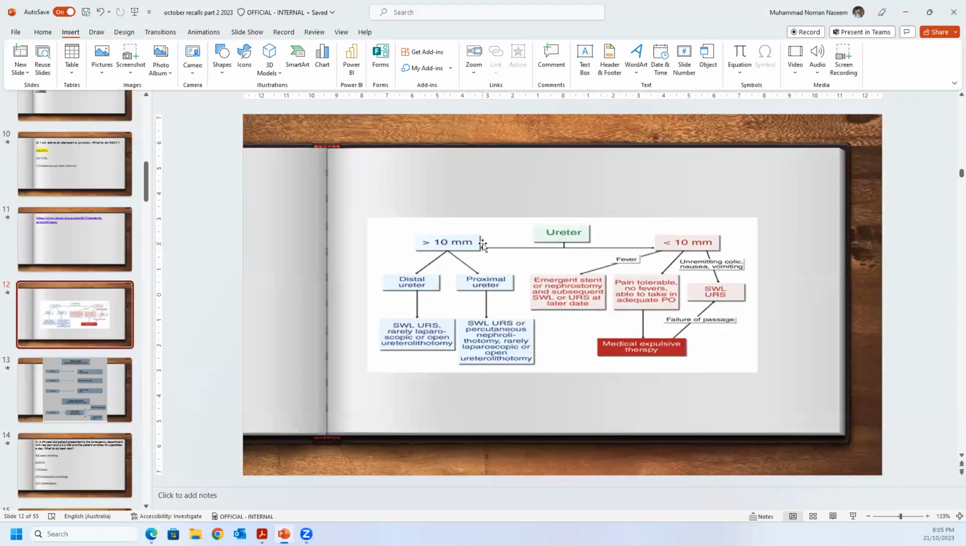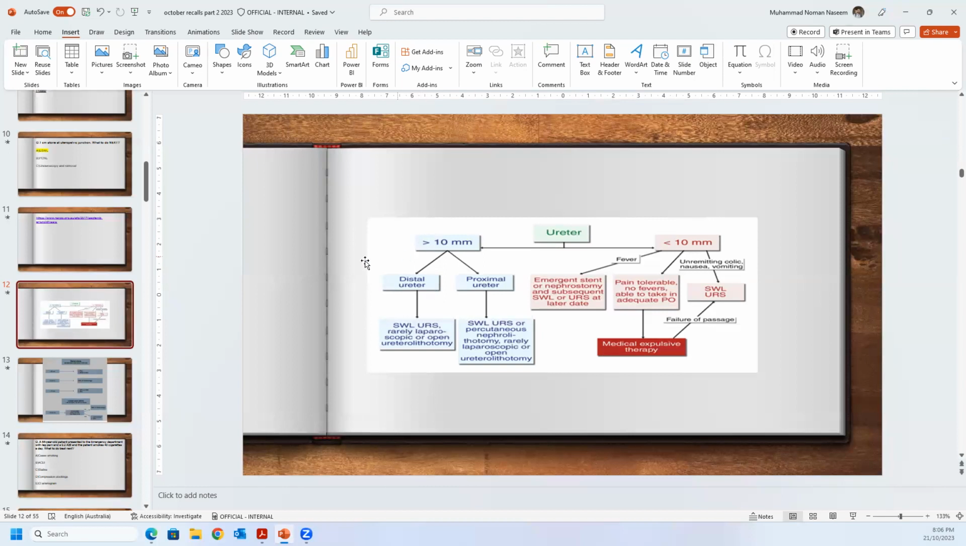So if you look over here, less than 10 millimeter, you can use shockwave lithotripsy or ureteroscopy for the removal. Pain tolerable, no fevers, able to take in adequate oral intake, then you just do medical expulsive therapy, like with NSAIDs. X-ray KUB and CT KUB are not the same. We never do X-ray KUB here for the management of the stones. CT KUB is the first thing that you do. X-ray KUB can be done as a follow-up by the GP after the first CT KUB is done, to see whether you have passed the stone or not, if it is a radiopaque one. If you develop a fever, then you need to put an emergency stent in the patient or a nephrostomy should be done.